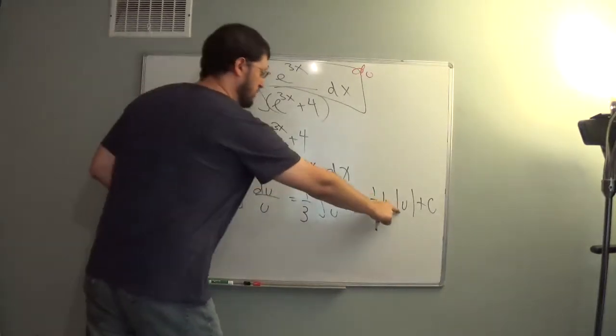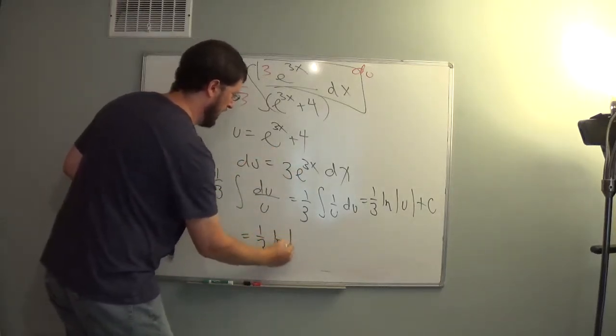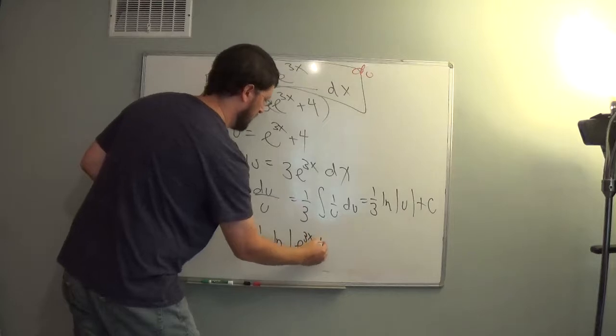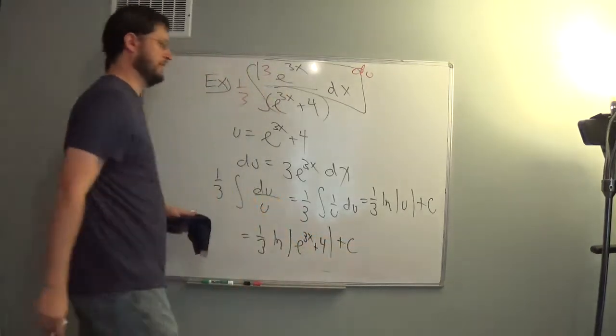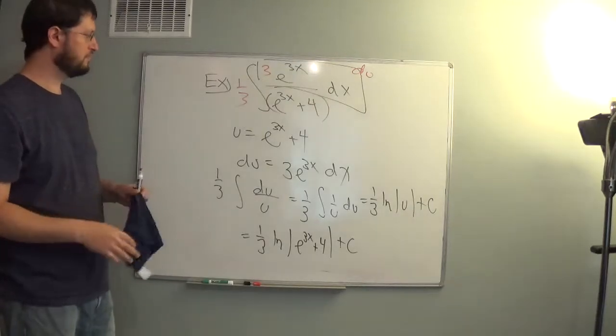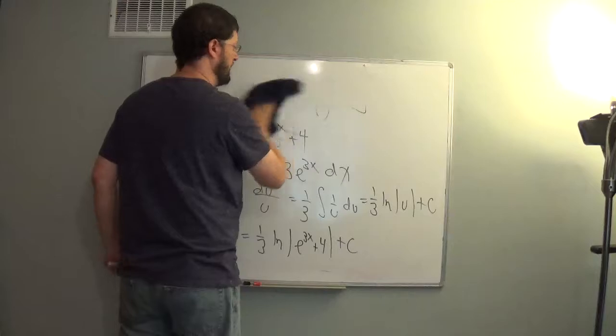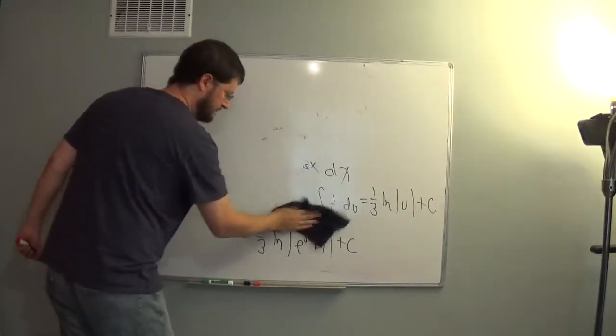This is just a unique situation where the antiderivative is ln. Finally, we have to turn u back into x, so this is 1/3 ln absolute value e to the 3x plus 4 plus c. Let's look at another one.